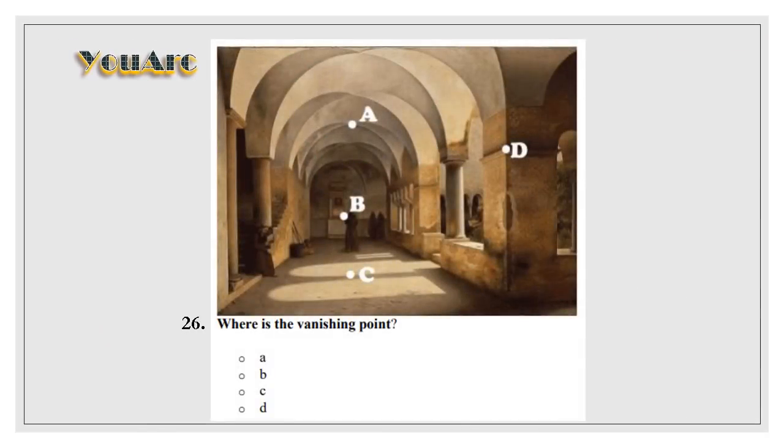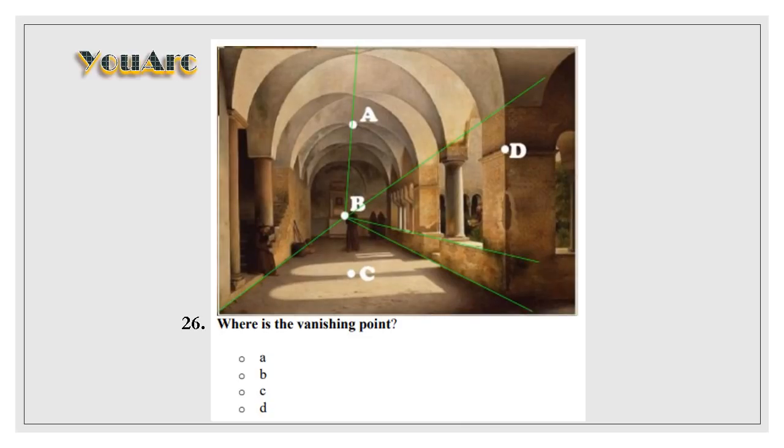So moving on to the next question. Where is the vanishing point in this figure? Can you see it now? Yes, the answer is option B.